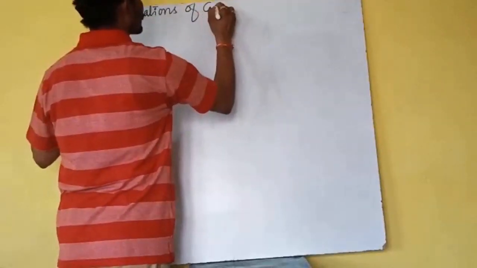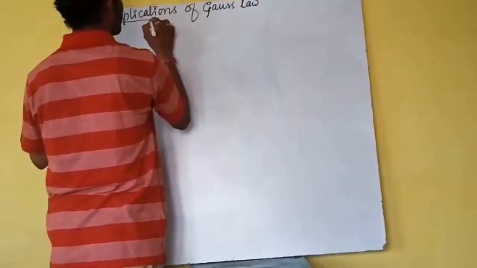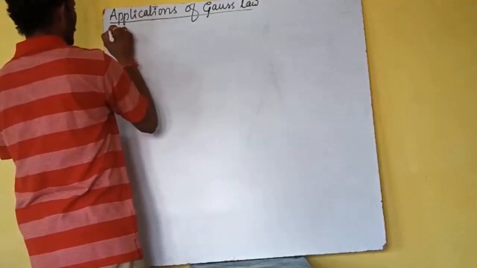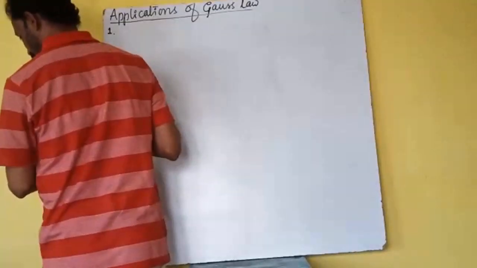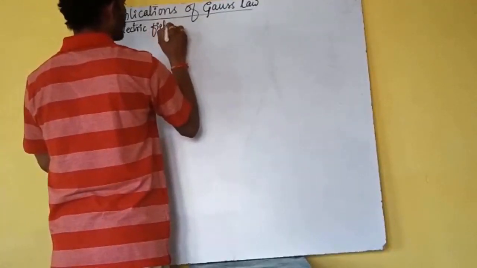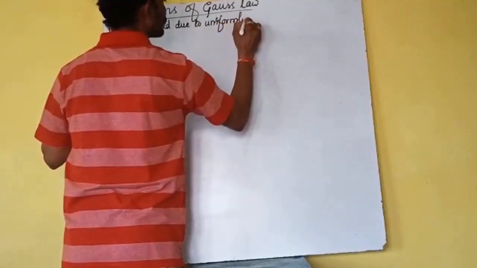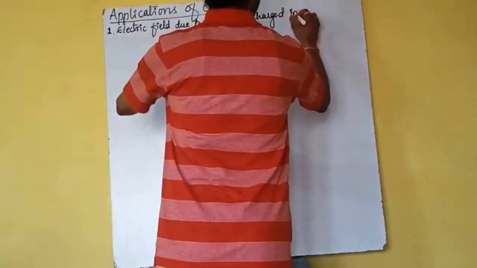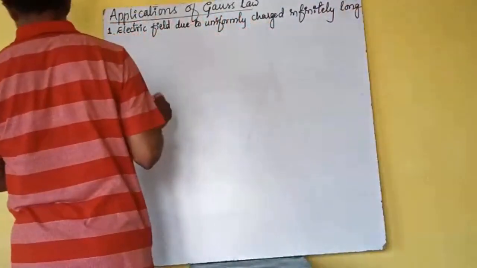Applications of Gauss law. First application: to find the electric field due to linear charge, the electric field due to a uniformly charged infinitely long straight wire.